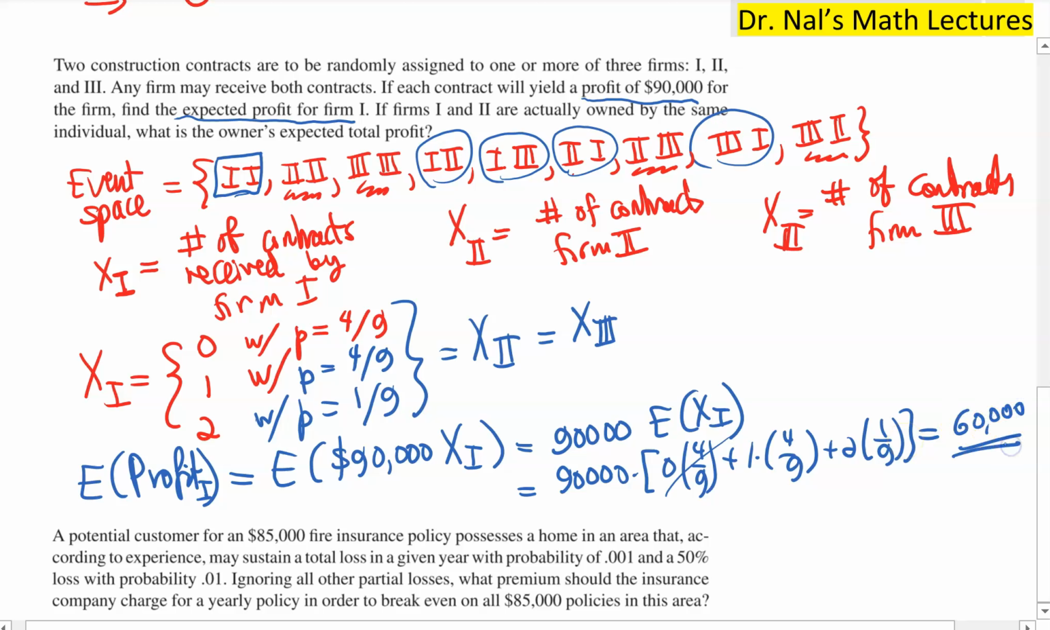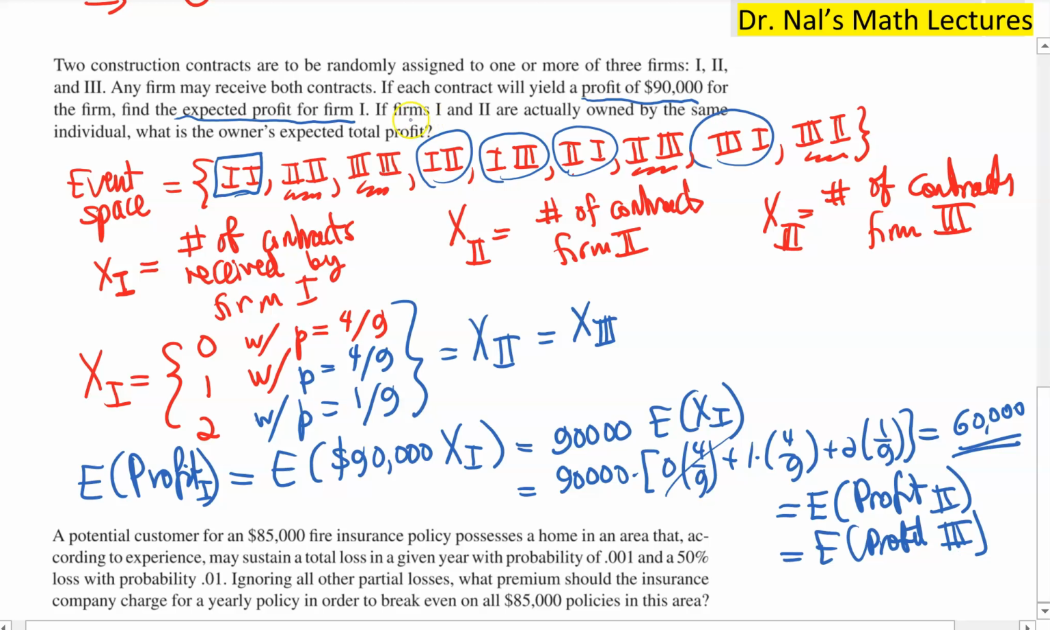So this is the expected earnings, the expected profit that the first company will make. And it turns out that that profit is the same for the expected profit for company 2, and the expected profit for company 3 is also the same.